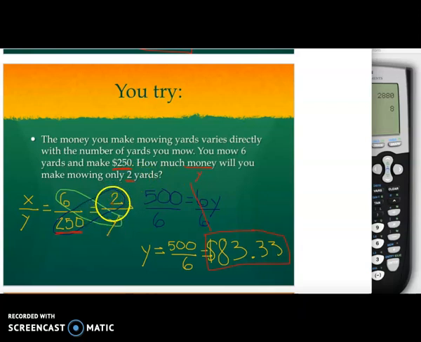So I set up another proportion, 2 over y, and then I cross multiply my proportions, and I get 250 times 2 equals 500. 6 times y equals 6y. To get the y by itself, I divide by 6 on both sides, and then I have y equals 500 divided by 6. And when I type that in my calculator, I get $83.33. So this one, instead of both things going up, this one had both x and y going down. So 2 yards goes down, so the price goes down.